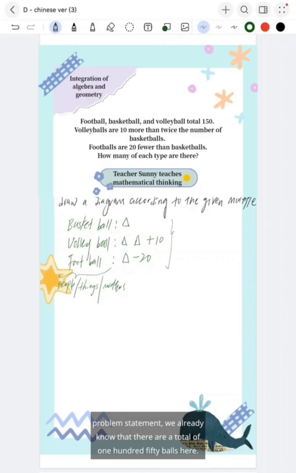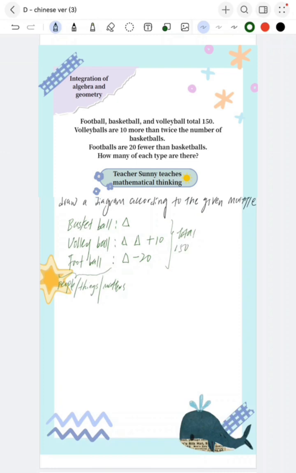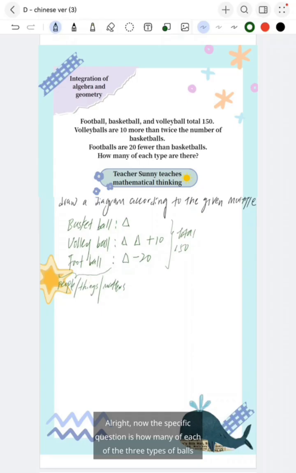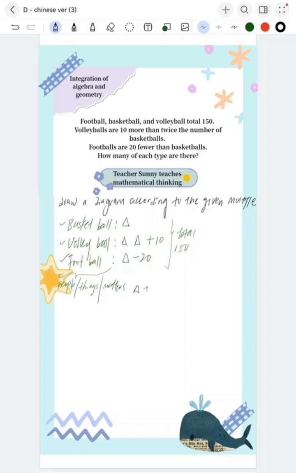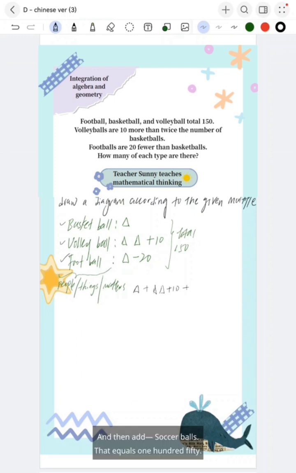Alright, from the problem statement, we already know that there are a total of 150 balls here. Now, the specific question is how many of each of the three types of balls there are. So from this diagram here, we just need to take basketballs, add volleyballs and soccer balls, all of them together, and the total number of balls is 150. In other words, a single triangle represents basketballs, then add volleyballs, and then add soccer balls. That equals 150.